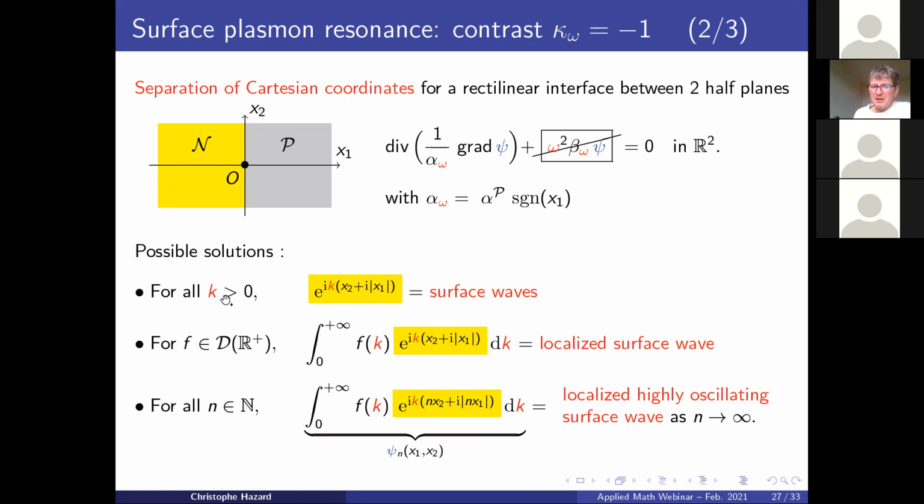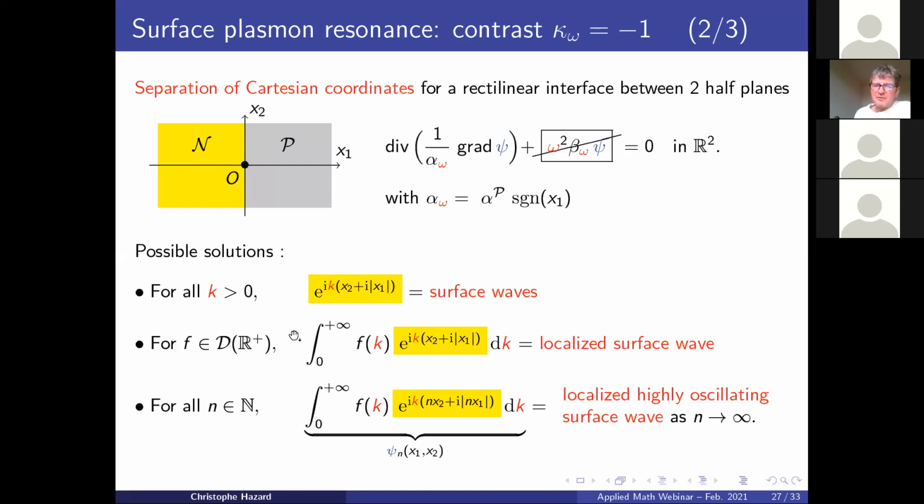Since I have a family of solutions, I can take any superposition of this family of solutions. So I can take a function f, let's say a smooth function, compactly supported, and I will obtain another solution of my simplified equation. And using the usual properties of Fourier transform, I see that this function actually is a localized surface wave because it is localized in the x2 direction.